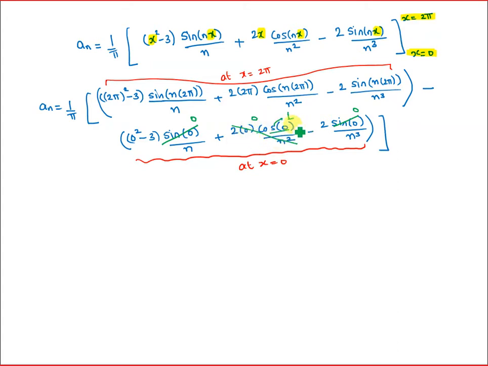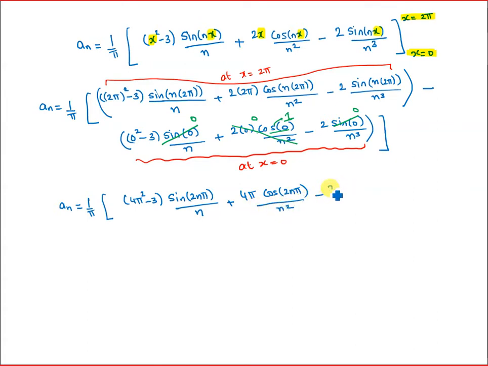So we are left with an is equal to 1 over pi, 2 pi squared, which is 4 pi squared, minus 3 sine of 2n pi over n plus 2 times 2, 4 pi cosine of 2n pi over n squared minus 2 times sine of 2n pi over n power 3, and all the terms for the lower limit become 0. Now we are going to use those rules.